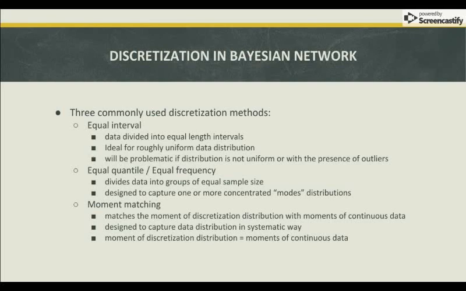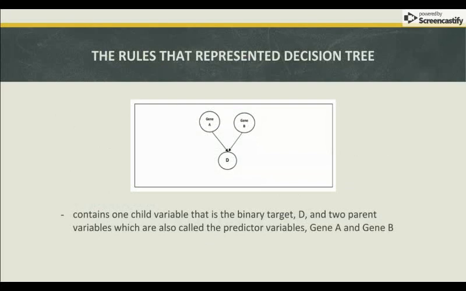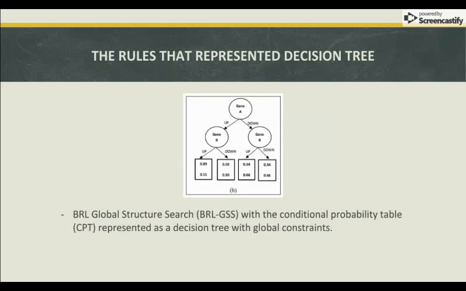So, in conclusion, the moment of the discretization distribution is equal to the moment of the continuous data. The first rule representation is the decision tree, which contains one child variable that is the binary target D and two parent variables, also called predictor variables, gene A and gene B. Next is the BRL Global Structure Search, known as BRL-GSS, with the Conditional Probability Table (CPT) represented as a decision tree with global constraint.